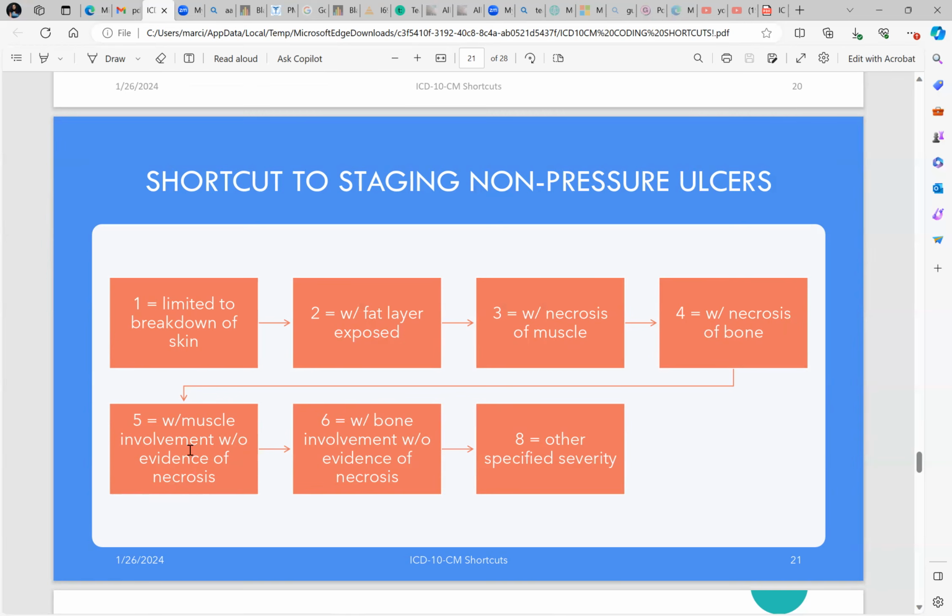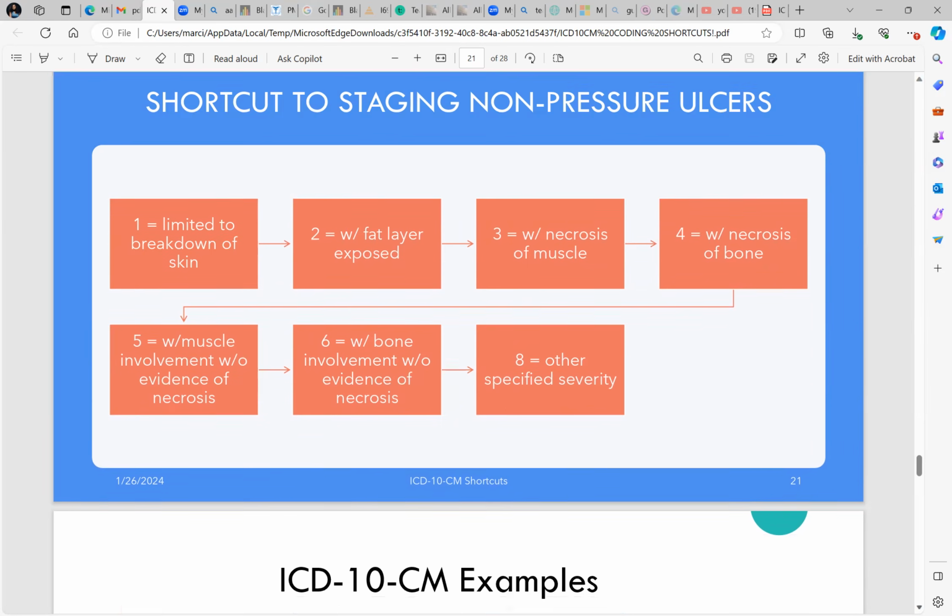5, muscle involvement without evidence of necrosis. 6, bone involvement without evidence of necrosis. 8, other specified severity. When you see this other, that means you're going to use this code when there is nothing else there to use. So if neither one of these apply, that's when you use the other specified severity, because the provider specified the severity. However, it's just not a code for this specific severity, and that's when you will use other.